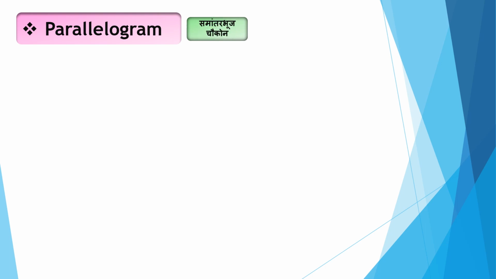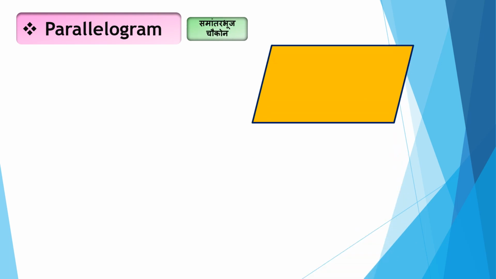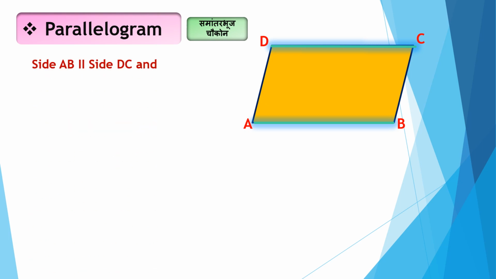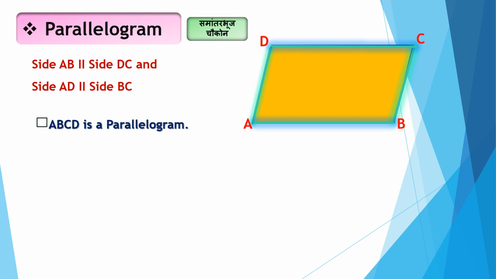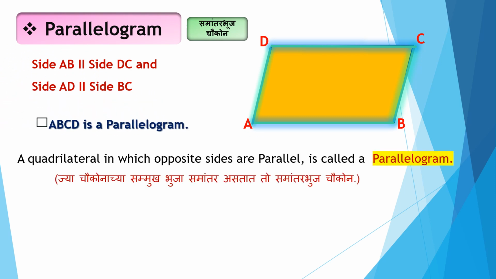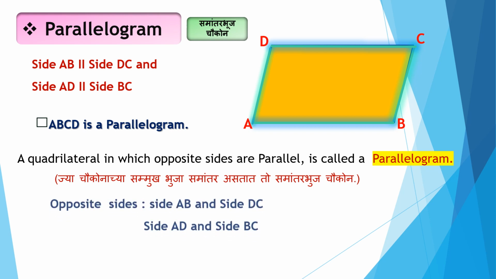Now here we see our first quadrilateral, that is parallelogram. Parallelogram ABCD. Here we see side AB parallel to side DC and side AD parallel to side BC. That is, quadrilateral ABCD is a parallelogram. Here we see the definition of parallelogram. A quadrilateral in which opposite sides are parallel is called a parallelogram.